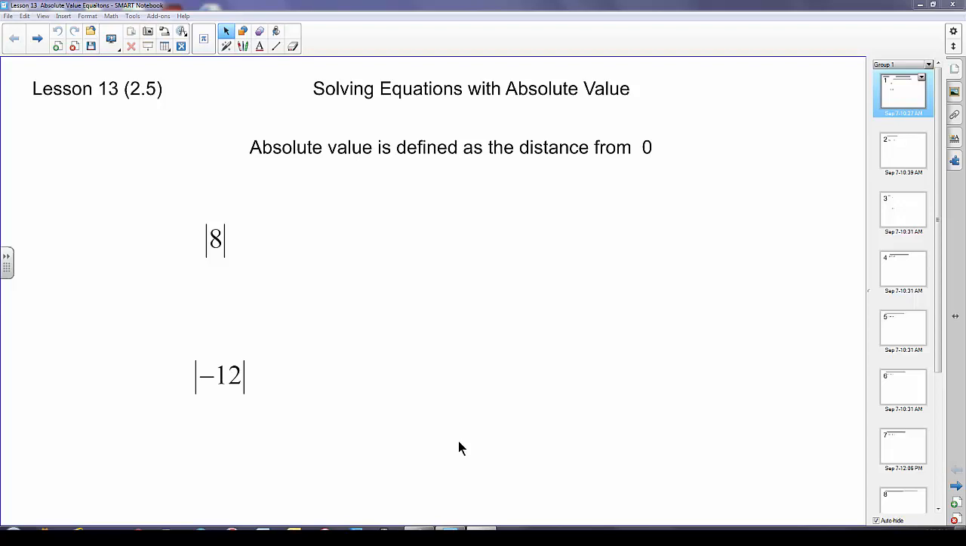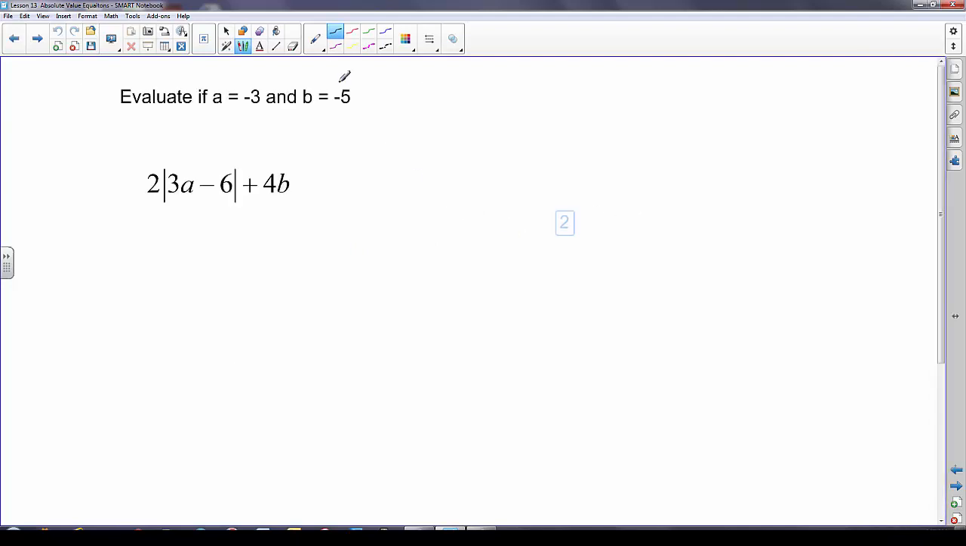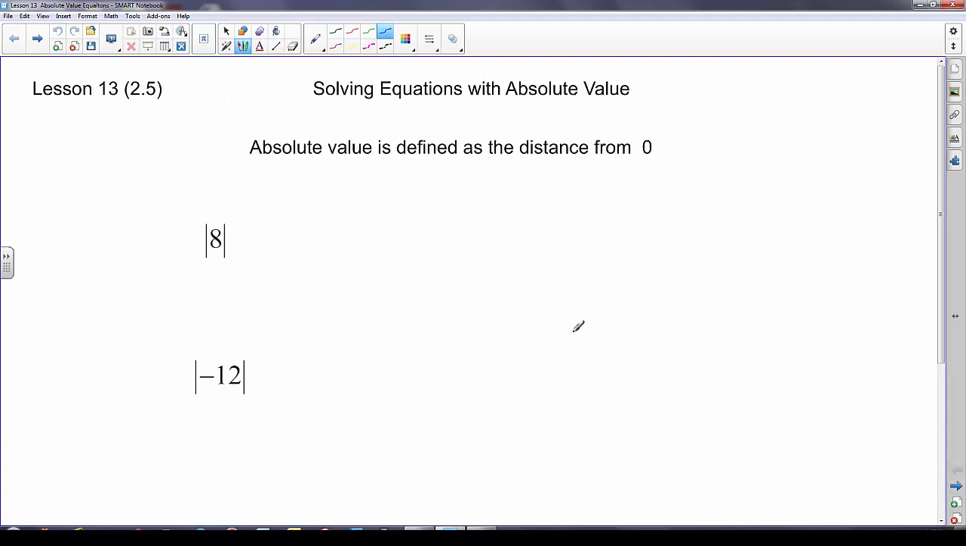So today we're going to talk about solving absolute value equations using algebra. First, a little intuitive notion. Absolute value is the distance from zero. So if I were to draw a number line, and go from 0 out to 8, and I say how many units from 0 to 8, we say 8.